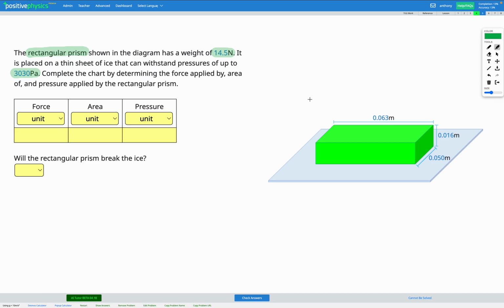Okay, so let's start out by filling in our knowns. In our table, we know that the force that the rectangular prism puts onto the thin sheet of ice is the weight force that it pushes down with. We're told in the question the weight is 14.5 newtons. So we can fill that in here.